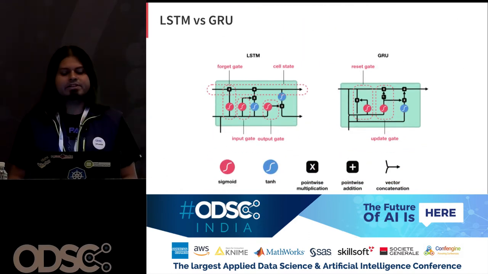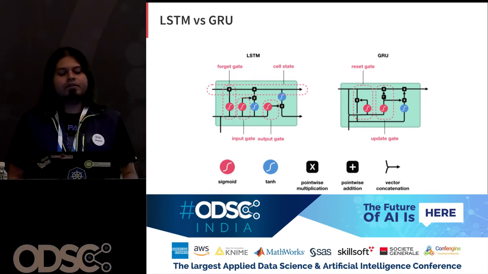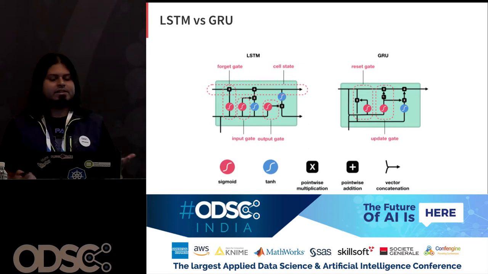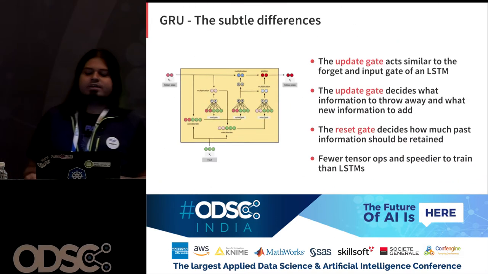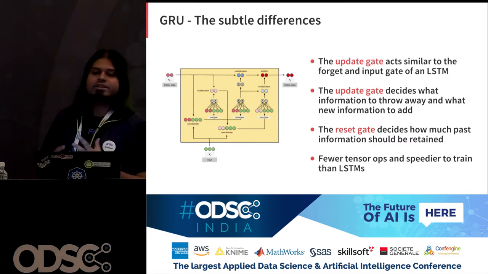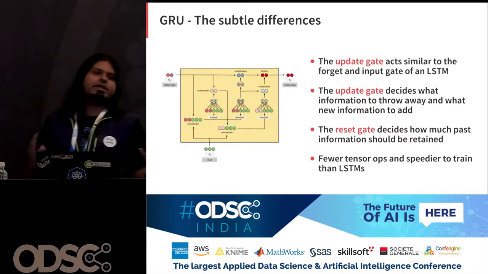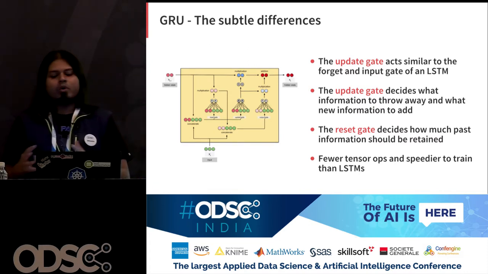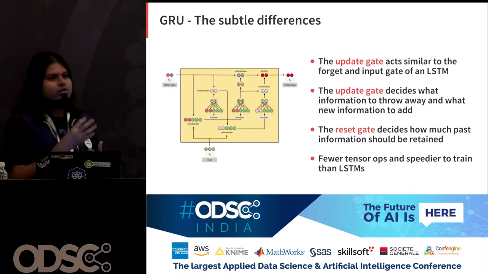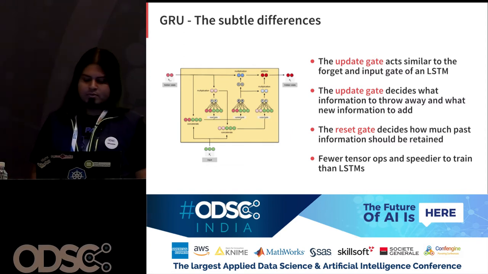And GRU is basically similar to an LSTM or an RNN model. So instead of the forget and the input gate of an LSTM, it uses a reset gate and an update gate. The update gate acts similar to the forget and input gate of the LSTM. It will decide what information to throw away and what new information to add. And the reset gate focuses on what kind of past information should be retained. It takes fewer tensor operations, dot products, and is speedier to train than LSTMs.